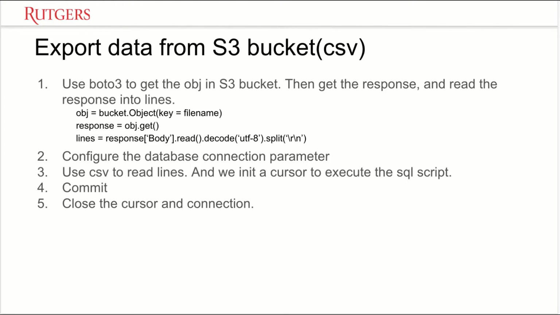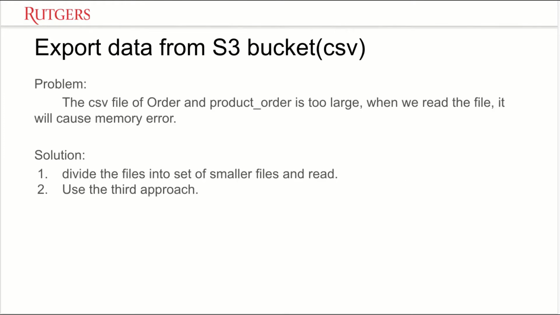In this approach, we also encounter some problems like the CSV files of order and product order are too large. When we read the file, it will cause a memory error. And we have figured out some solutions like dividing the files into a set of smaller files and then reading them. And the second solution is to use the third approach and directly read the byte stream.